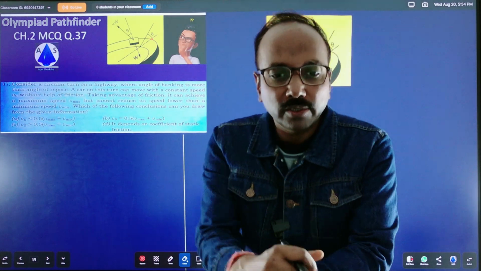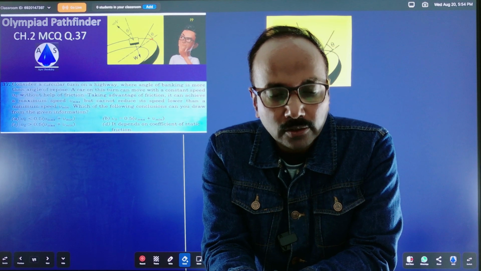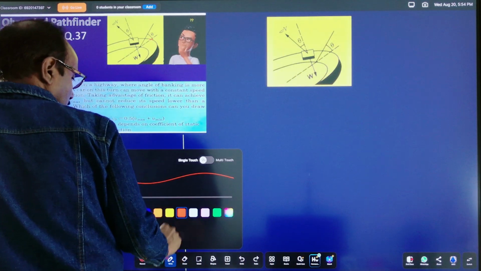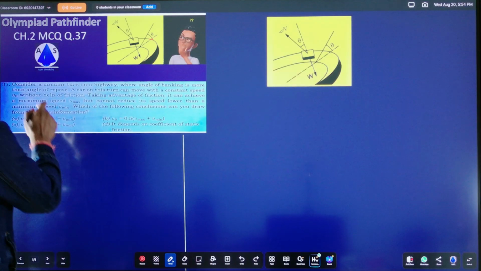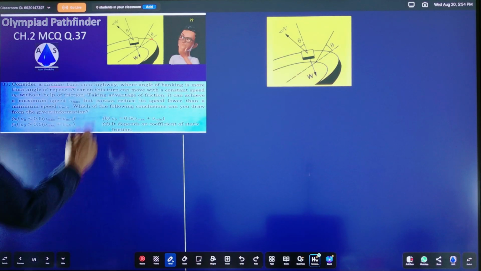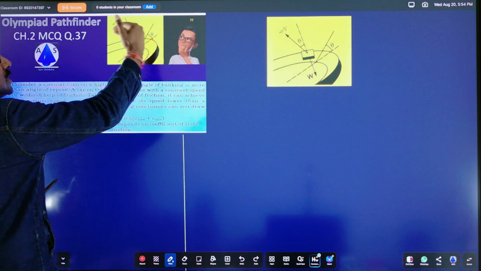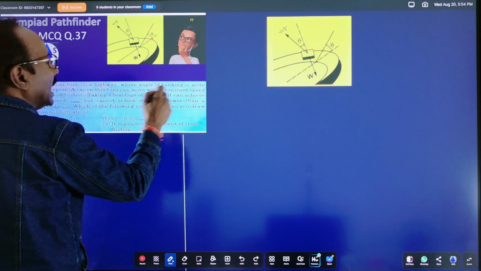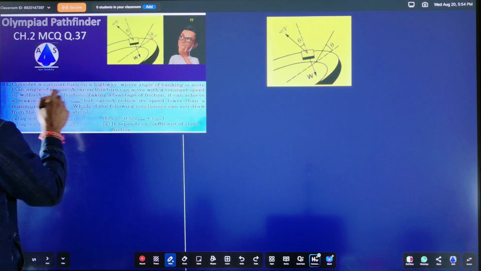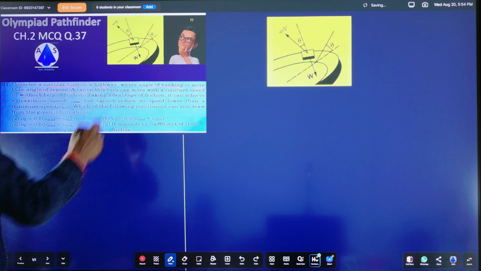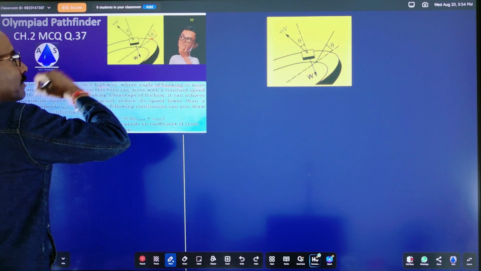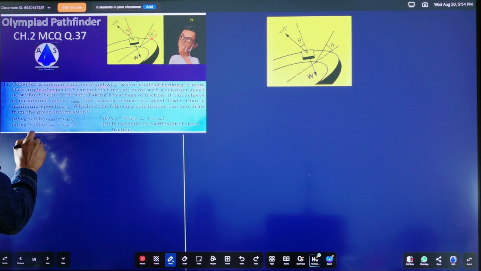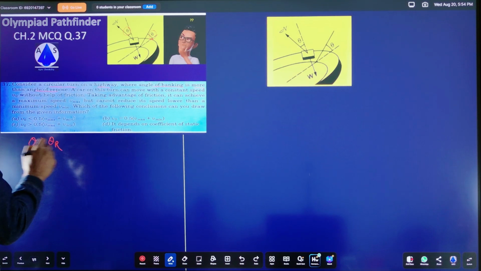So let's look into the next problem. The question is, consider a circular turn on a highway. So this is your circular turn on a highway where angle of banking is more than the angle of repose. This is your angle of banking, theta, and it is being said that theta is greater than angle of repose.